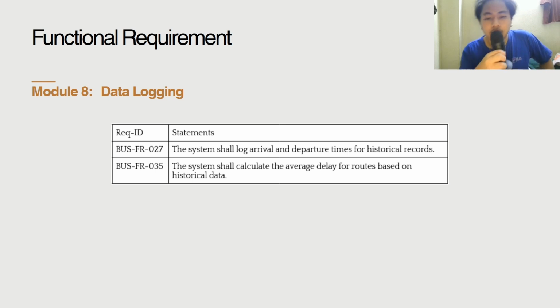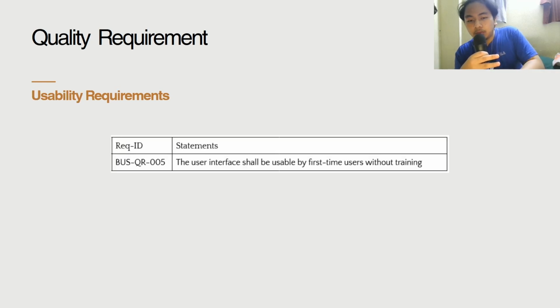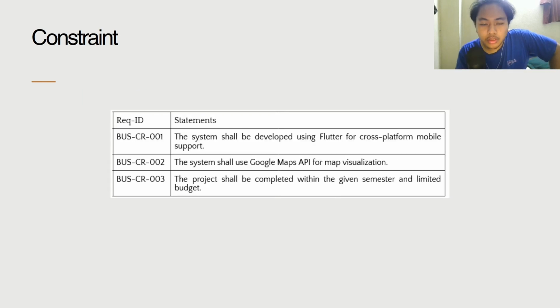For the data logging, module number 8 is about what the system needs to keep for statistics. So this is performance. The first two requirements are also about statistics. Number three is about ETA accuracy, and the fourth is availability. So this is usability. The UI needs to be usable by the user with no guidance. So this is the limitation.